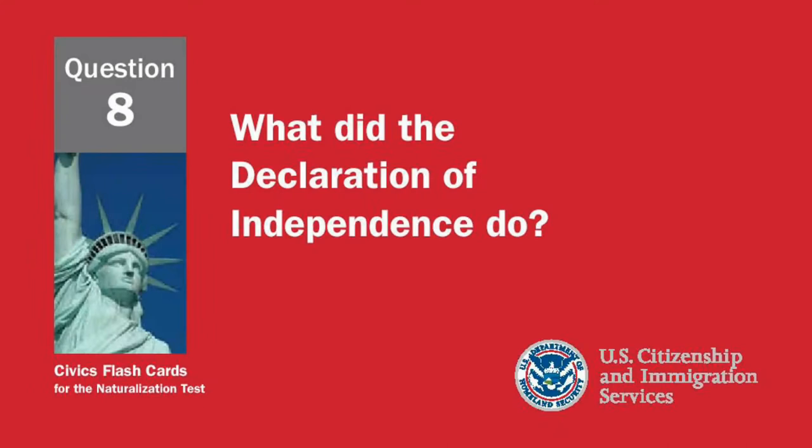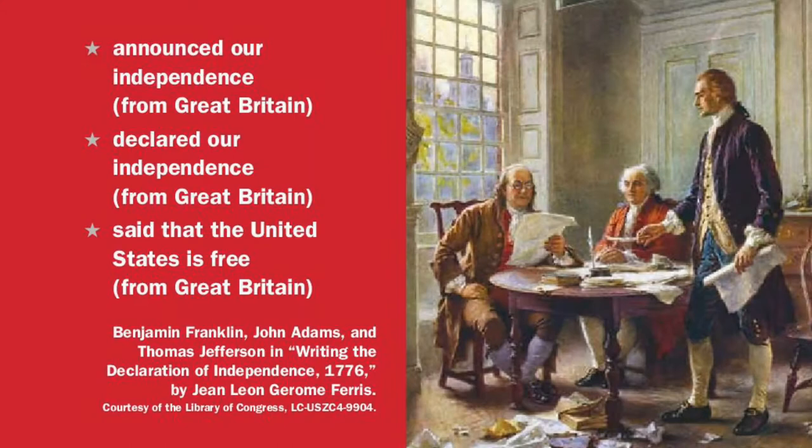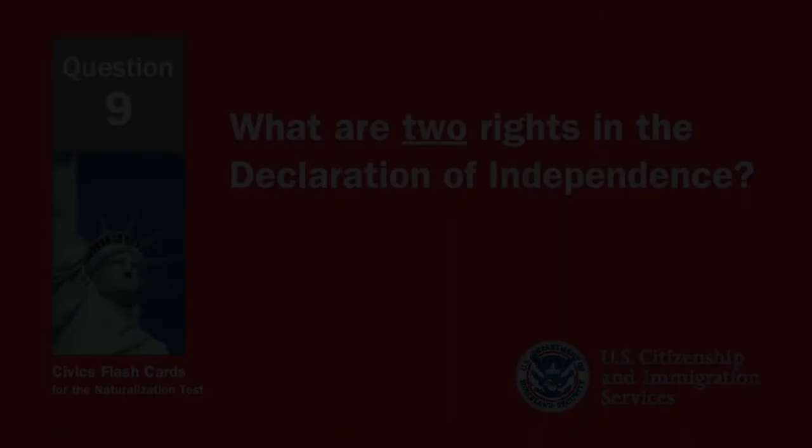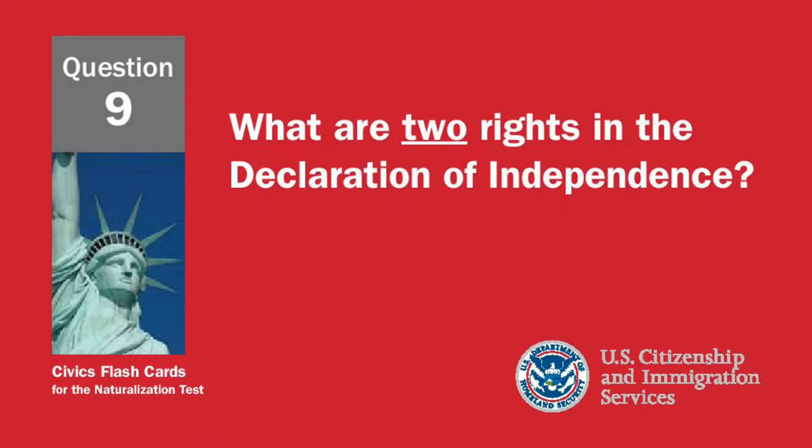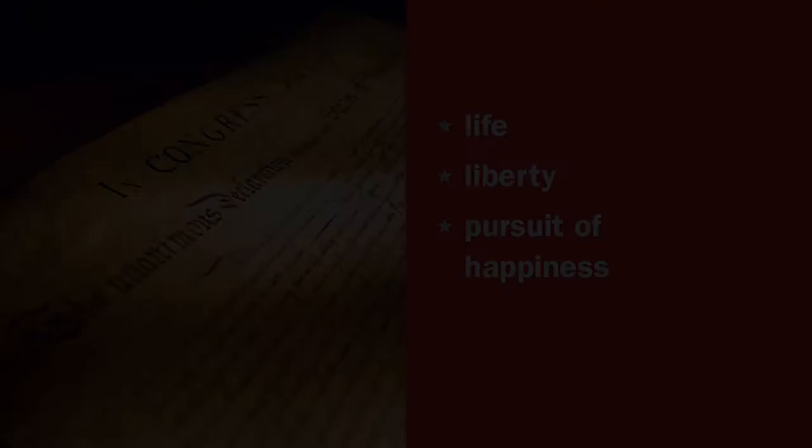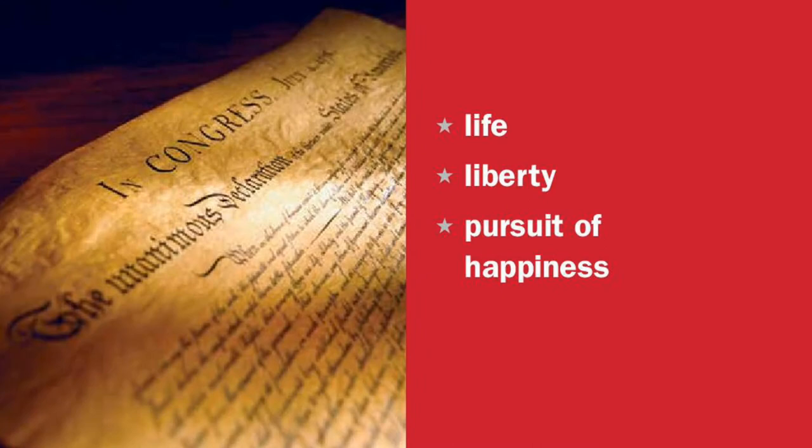What did the Declaration of Independence do? Announced our independence from Great Britain. Declared our independence from Great Britain. Said that the United States is free from Great Britain. What are two rights in the Declaration of Independence? Life. Liberty. Pursuit of happiness.